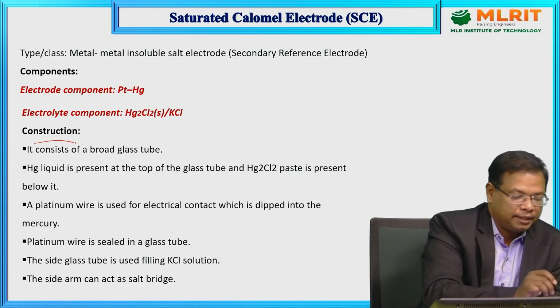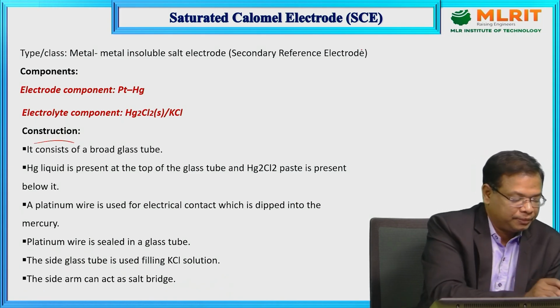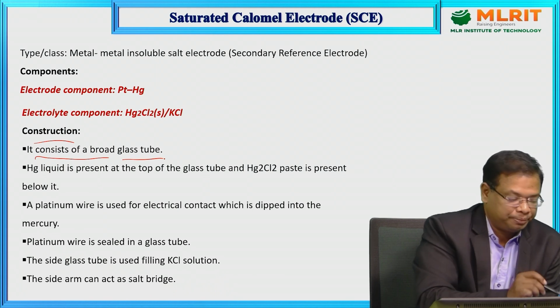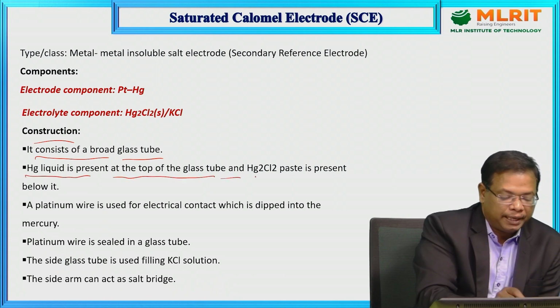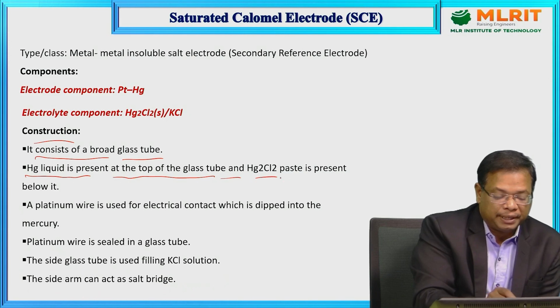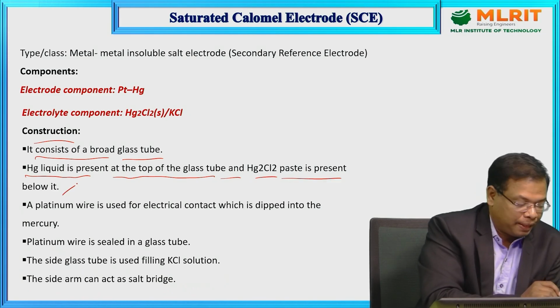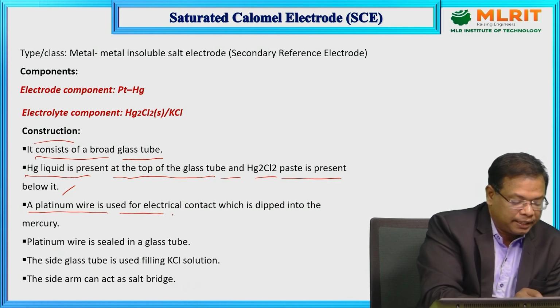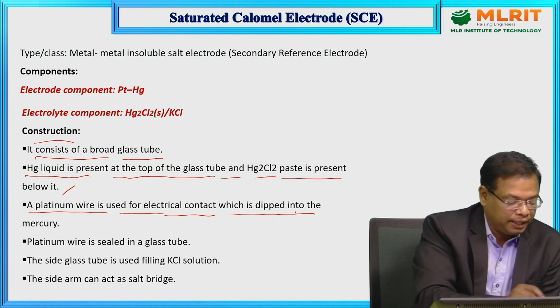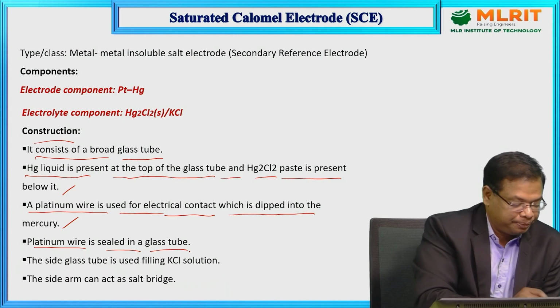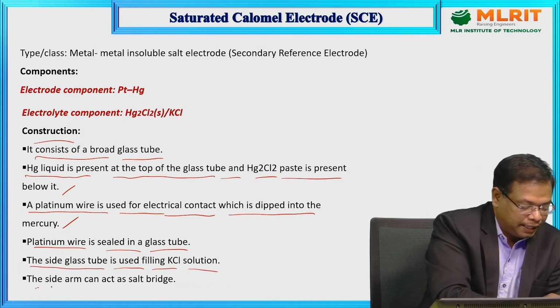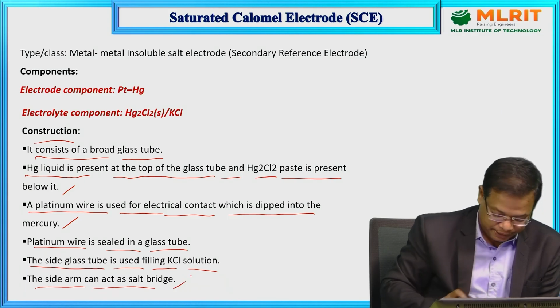Construction of the saturated calomel electrode. It consists of a broad glass tube, with liquid mercury at the top of the glass tube and mercurous chloride paste below it. A platinum wire is used for electrical contact, dipped into the mercury. The platinum wire is sealed in a glass tube. The side glass tube is used to fill in KCl solution. The side arm can act as a salt bridge.